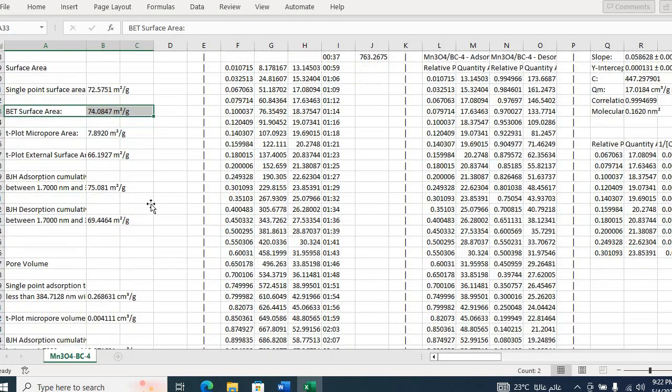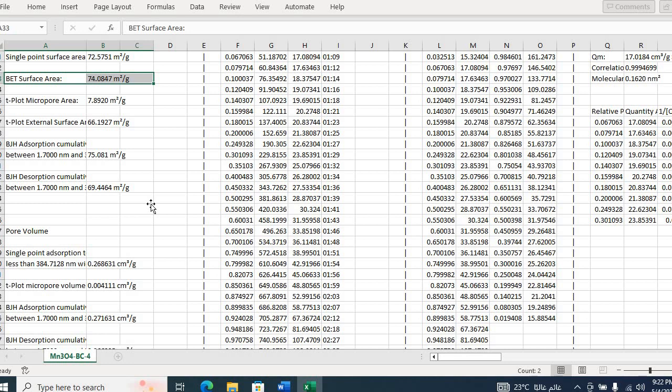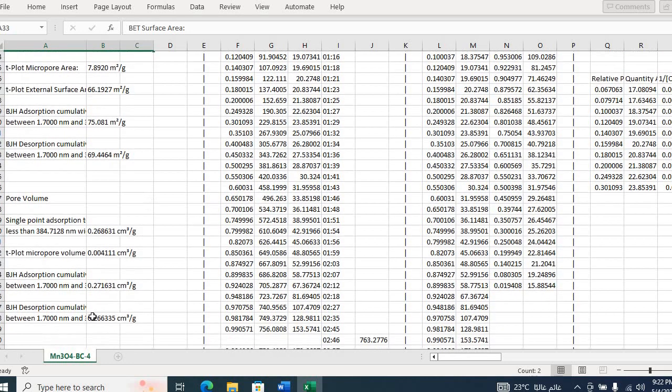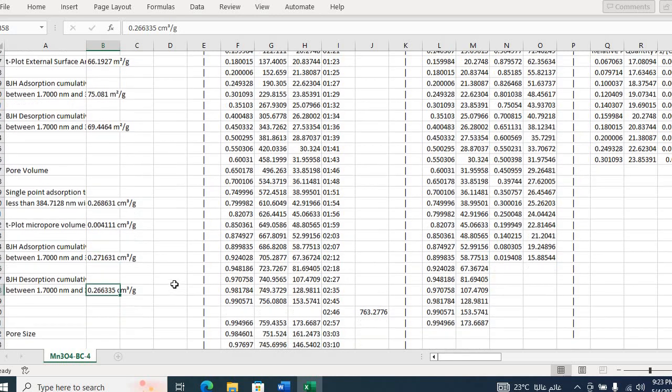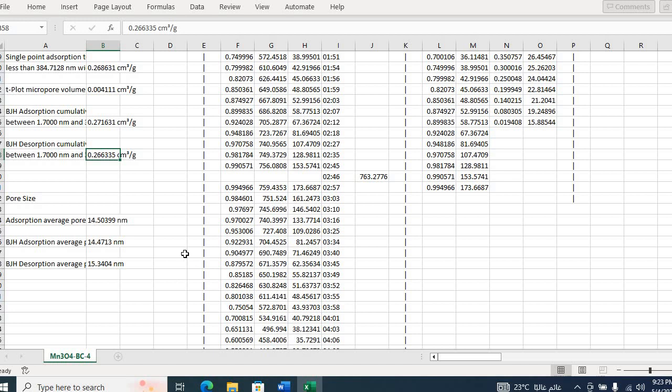Then comes pore volume. So we get two types of pore volume. One is single point pore volume. This is BJH adsorption pore volume and BJH desorption pore volume. The most important thing is average pore size. We report in our manuscript average pore size. This is 14.5.